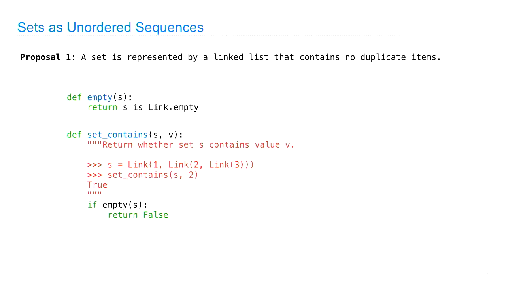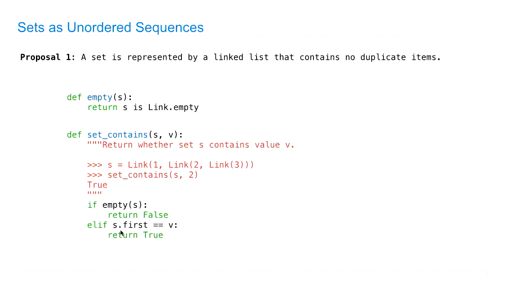Now how do we do that? Well, an empty set has no elements, so certainly V is not in an empty set. Otherwise, we can look at the first element of the set. If the first element of the set is V, we return true.